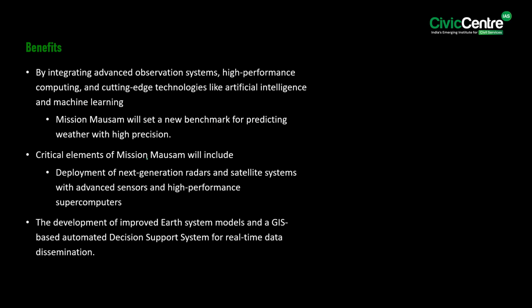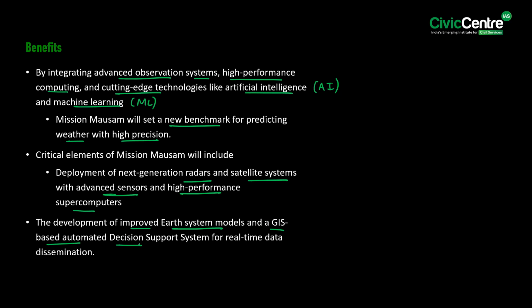Firstly, it integrates advanced observation systems, high performance computing, and cutting edge technologies like artificial intelligence and machine learning. Thereby, Mission Mausam will set a new benchmark in predicting weather with high precision. Next, the critical elements of Mission Mausam will include the deployment of next generation radars and satellite systems with advanced sensors and high performing supercomputers, for the development of improved Earth system models. Lastly, it uses a GIS based automated system for real time data dissemination and data driven decision making.